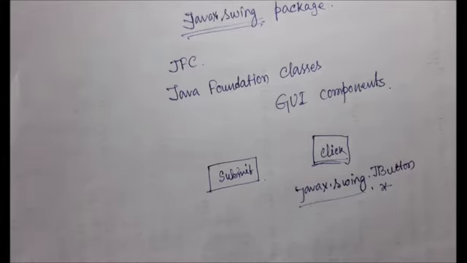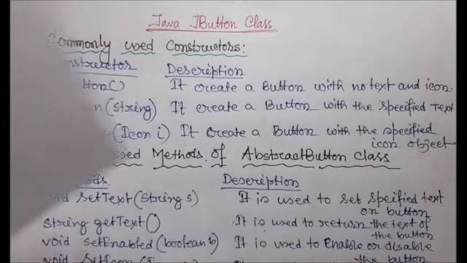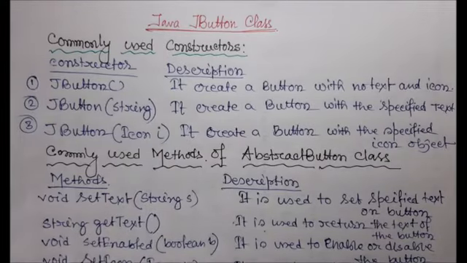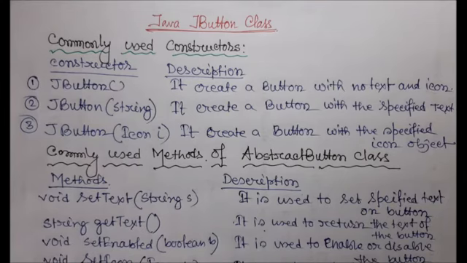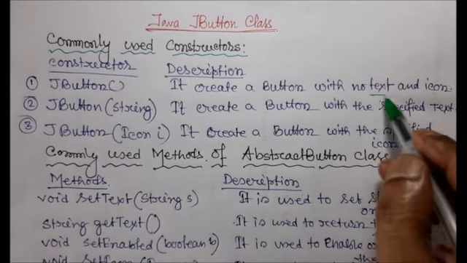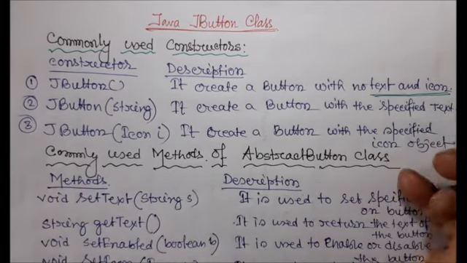So that part will be omitted, because I have just called the no-argument constructor. That means we have not passed any argument to this constructor, so it simply creates a button with no fixed text and no icon. There is no text and there is no icon in the button.